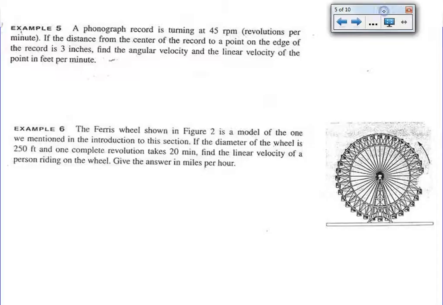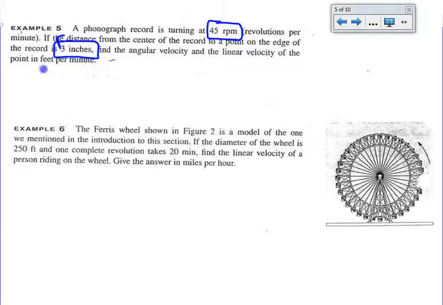Okay, our next example is a phonograph. None of you probably know what this is. Looks like a record player, and it turns at 45 revolutions per minute. Okay, that's important. It's not the number that we're going to use in our calculations directly, but we're going to use it to find something. The distance from the center of the record to the edge is 3 inches, so that is our radius. And then find the angular velocity and the linear velocity.